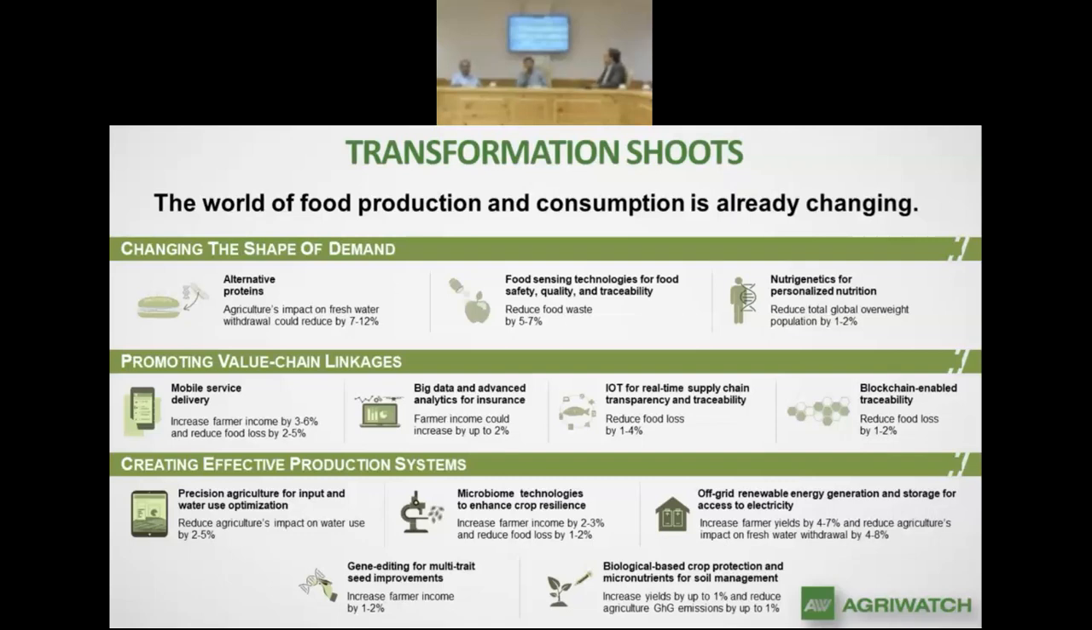Then IoT for real-time supply chain transparency and traceability. Blockchain-enabled traceability. Blockchain is going to disrupt agriculture and the food market like anything.